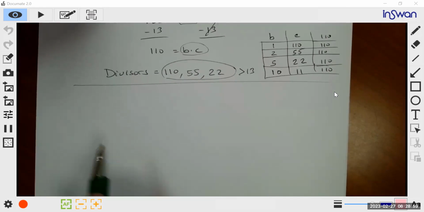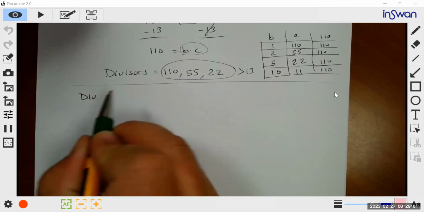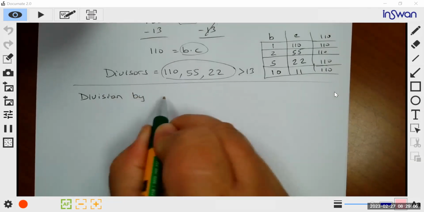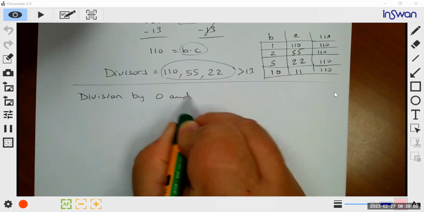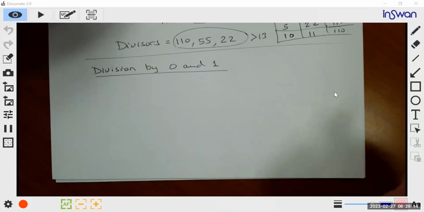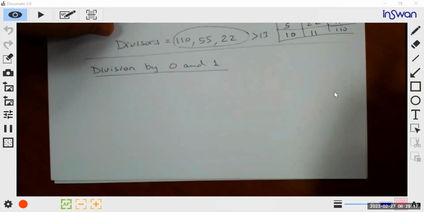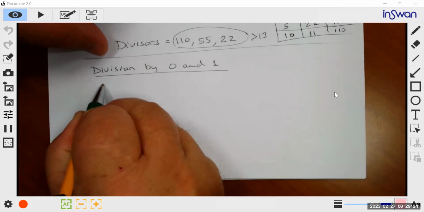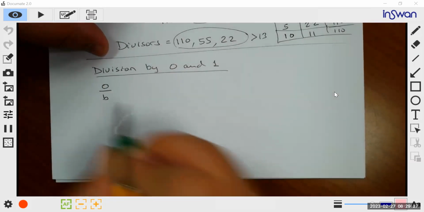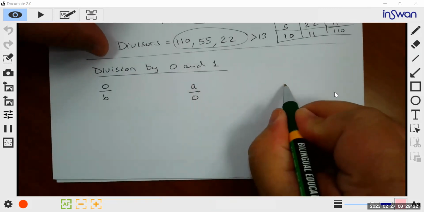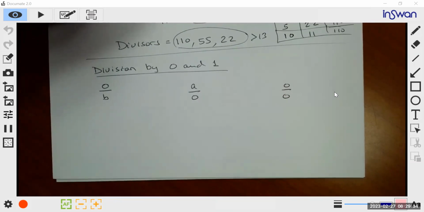All right, let's look at this other one. Now we move on to another property. Division by 0 and 1. Division by 0 is pretty interesting. We have 3 possible conditions here. We can have 0 divided by a number, a number divided by 0, or we can have 0 divided by 0.